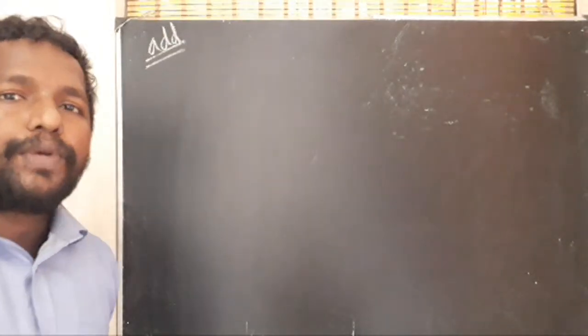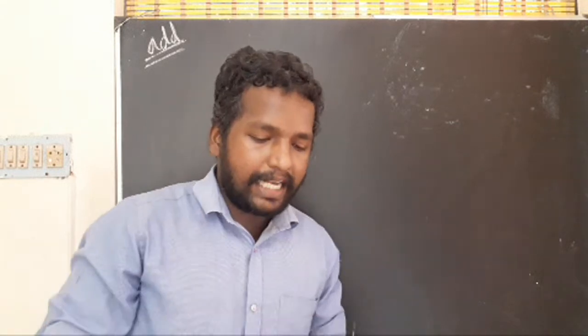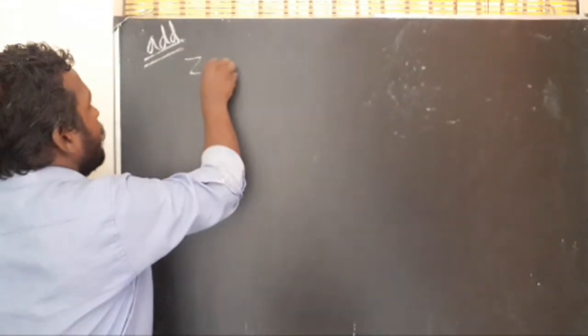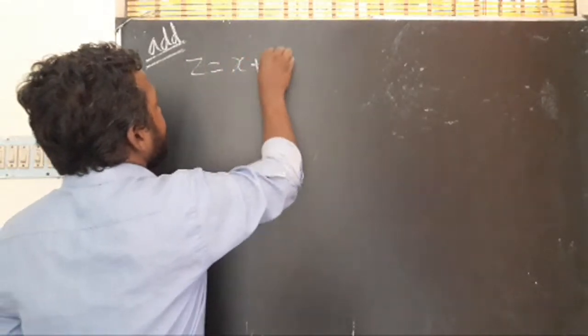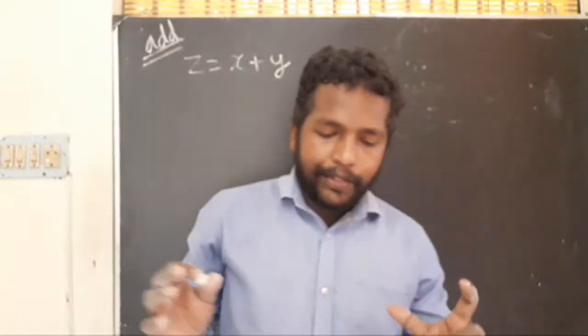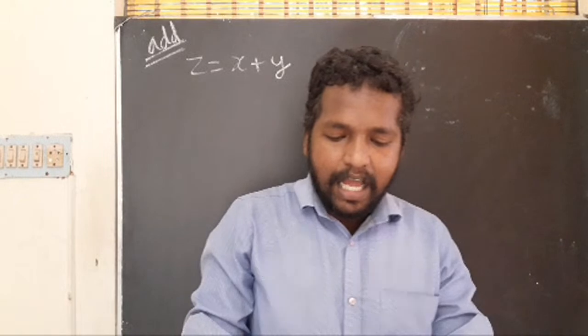Okay, first addition. Addition of 2 numbers, how am I going to calculate with the errors? If I am adding 2 numbers, how do I calculate with the error? So we will take z is equal to x plus y. Just 2 numbers we are going to add. How am I going to calculate with the errors, that's the question.